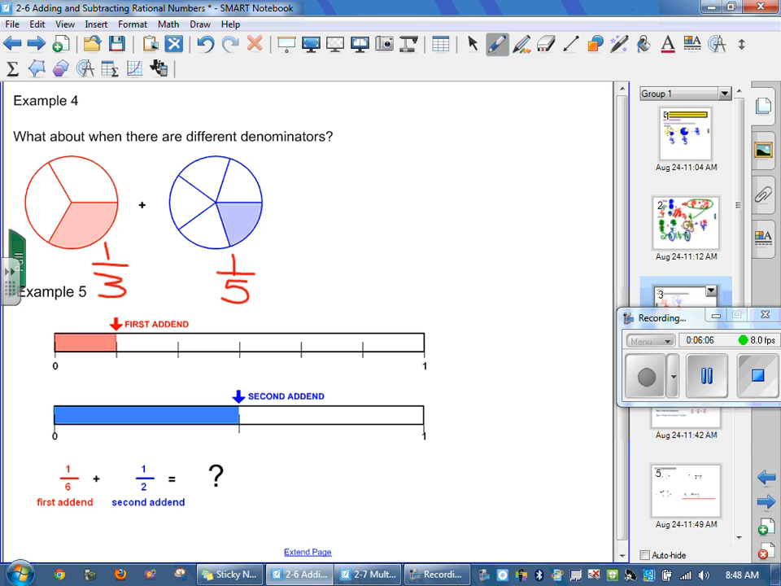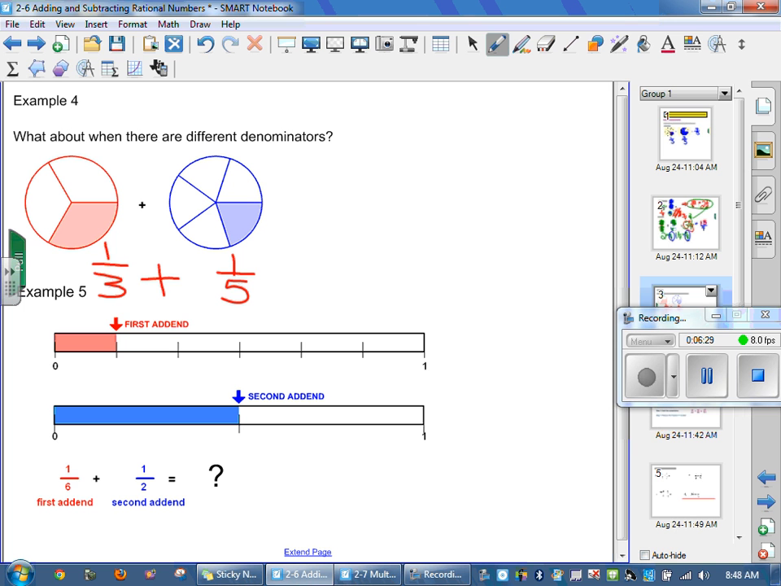Any ideas? Well, they already are simplified. So how am I going to add those guys? Sure. If you multiply the first denominator by 5, you get 15. The second denominator by 3, you get 15, and so on. Exactly. So you want to cut them into the same amount of pieces.